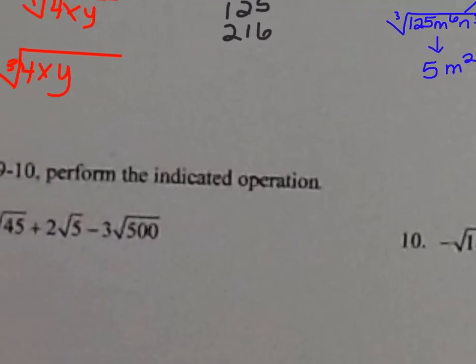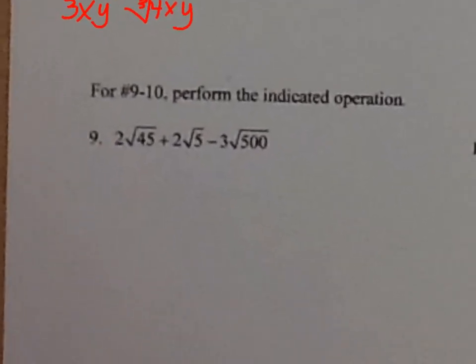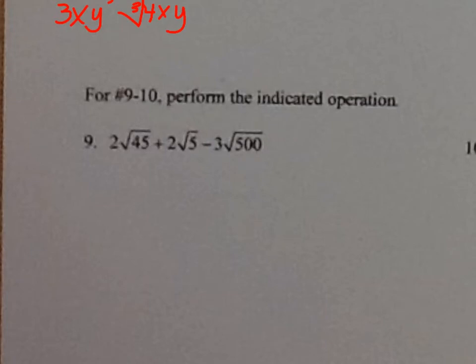Okay, number 9. All right, we're performing the indicated operation. So remember, in order to add and subtract radicals, the number underneath the radical, that's called the radicand, has to be the same. Okay, so let's start with the square root of 45. I'm going to bring down the 2 to start off. What perfect square goes into 45? 9 times 5. So it's 2 times 3, the square root of 5, which is 6, the square root of 5. This is nice. We don't need to change this. This is plus 2, the square root of 5.